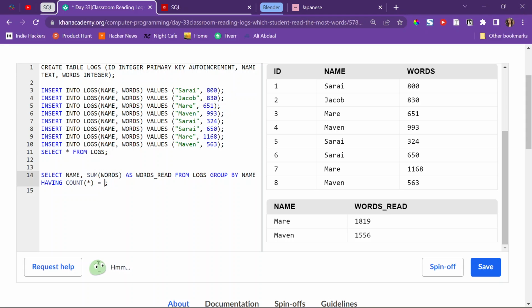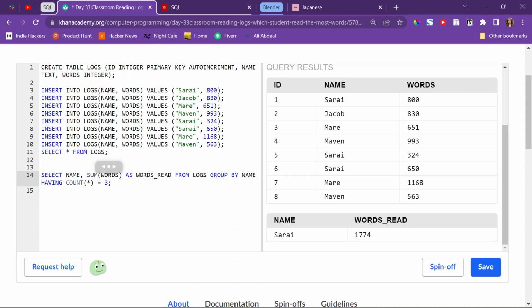If I were to do 3, then I would just pop up because I'm the only one who logged 3 reading times. And then let's say equal to 1, then Jacob would pop up because Jacob only logged 1 log in the reading database. So yeah, that's pretty much it. I believe if I just get rid of this, I would still get the same kind of idea, just the name of those. I don't even think I need this.